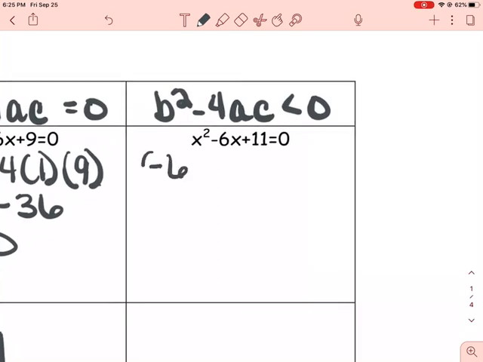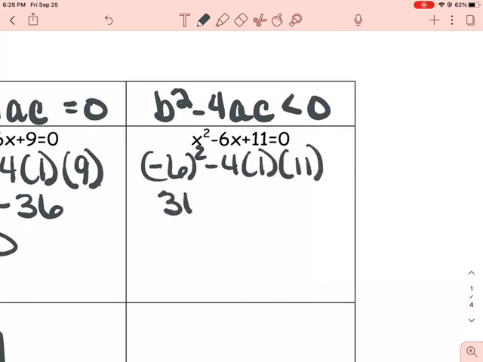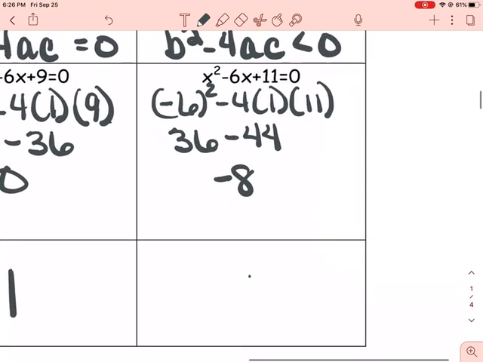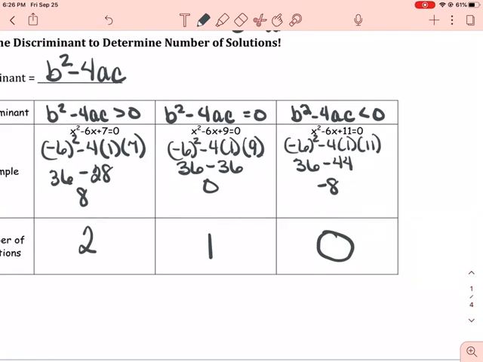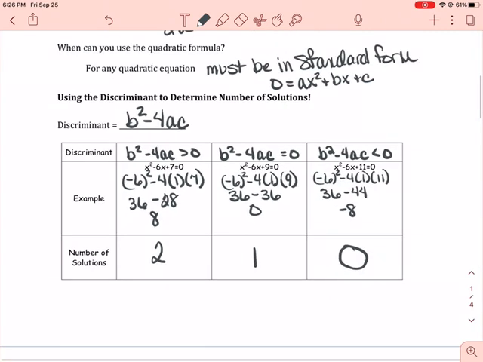And if you're less than 0, 36 minus 44, which means the number underneath the square root sign is -8. You're not going to have any solutions because that's a negative underneath the square root sign. And that means it does not cross the x-axis. That means it's a problem. All right, so we haven't talked about that yet, and that's going to be a discussion for another day.